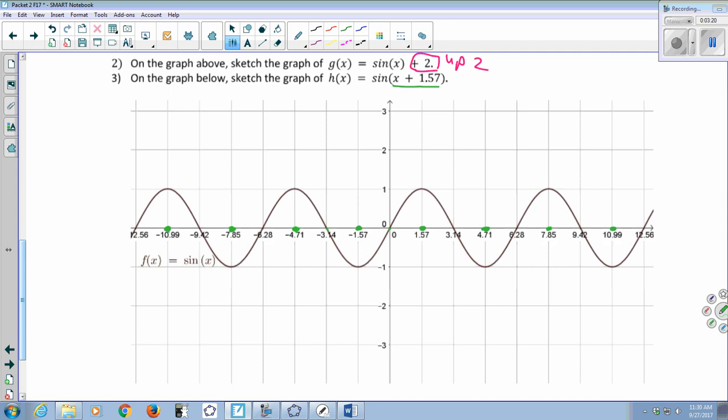There we go. Now I'm going to do all my high points. Move them left. So this high point moves over here. This high point moves over here. And then do all my low points. Move them left by 1.57. Okay, and then I'm going to connect all my green dots with a nice smooth curve so that it looks like my original function sine of x, but shifted left by 1.57. There we go.